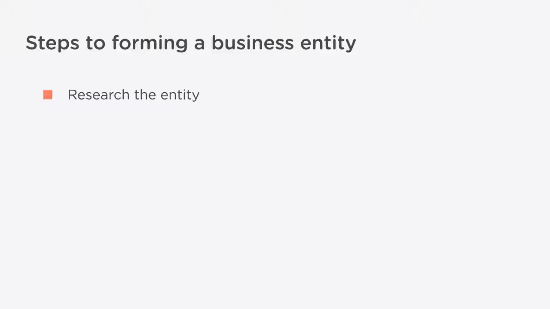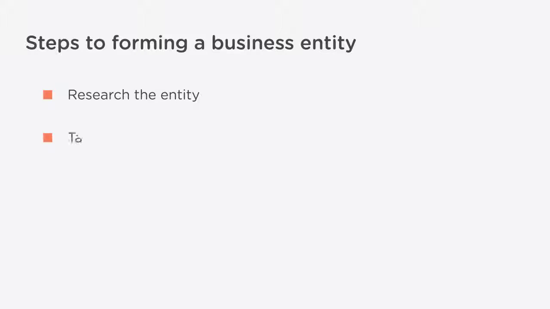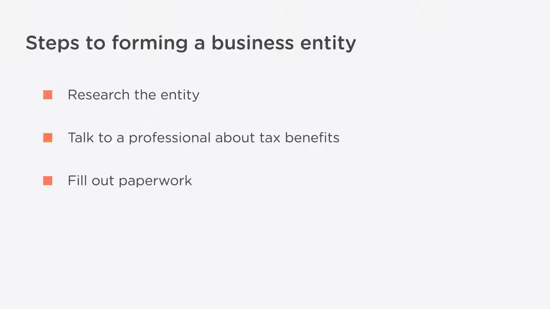Regardless of the choice, here's how you go about doing it. First, you research the entity within your state or locale. The advantages and disadvantages I provided apply to the generic structures. Your state could have certain restrictions on some of these or have more benefits piled on. Make sure you understand what the entity means in your state. Talk to a tax professional about the tax benefits you get from creating that specific business entity versus any of the others. Fill out the paperwork.